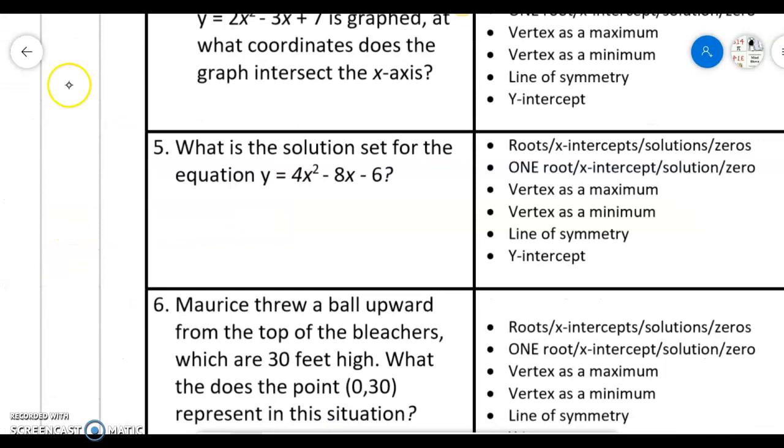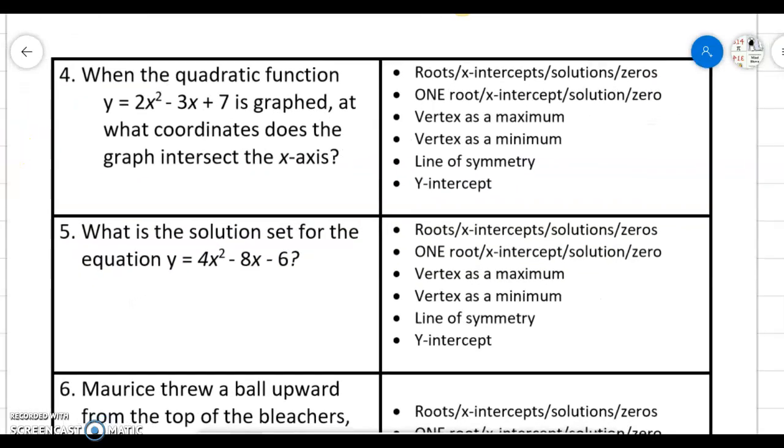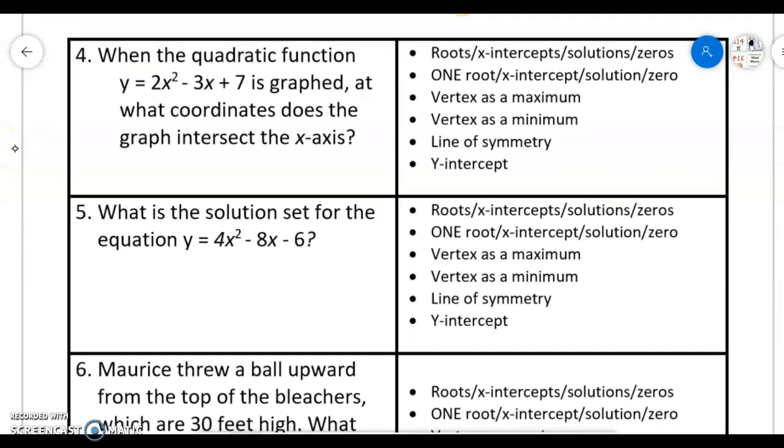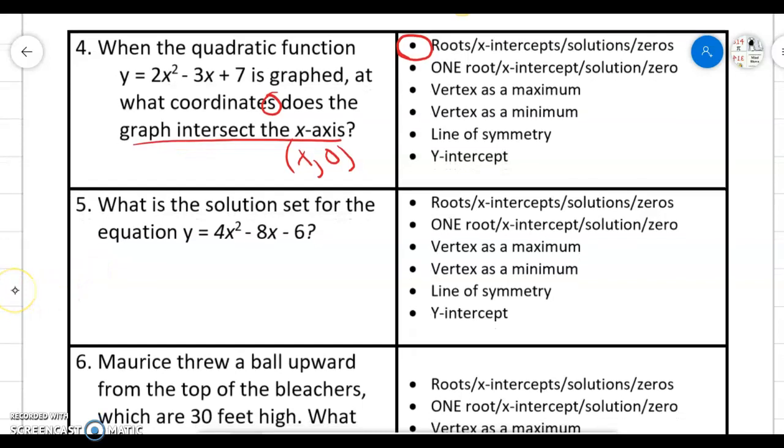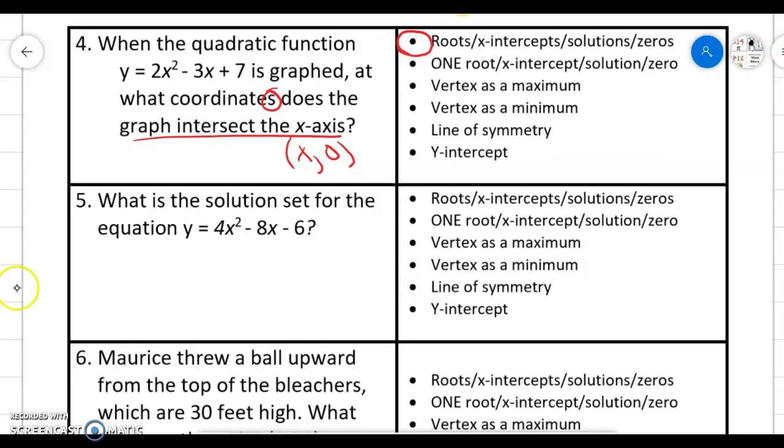All right, so I'm going to go over the last part of this with you so you can check your work. When the quadratic function y equals 2x squared minus 3x plus 7 is graphed, at what coordinates does it intersect the x-axis? So again, we want to know the x value when y is 0, and it does have an s, so we could in fact be looking for just the roots. If you circled one root, that would be acceptable, but you would need to graph that in order to make sure that it does in fact only have one root.